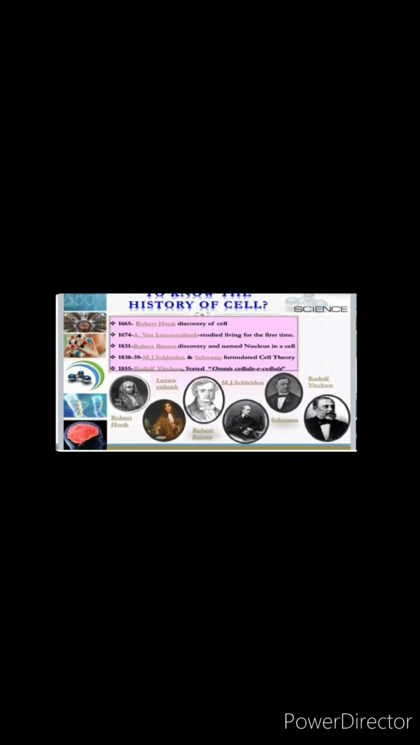After that, in 1838 to 1839, Schleiden and Schwann both formulated the cell theory for the first time. After that, in 1855, Rudolf Virchow stated that cells arise from pre-existing cells. This is the theory that shows how cells grow and how cells divide. So on the basis of the history, we can get an idea of the cell, how the cell theory developed, and how cells divide.